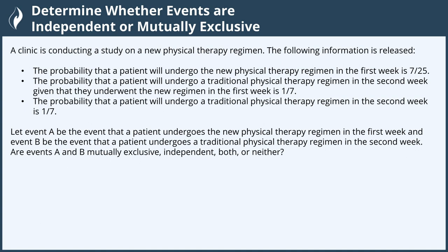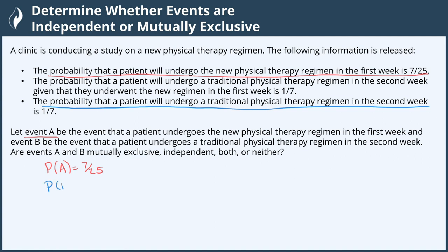There's a lot of words here, but we were given that event A is the event the patient undergoes the new physical therapy regime in the first week, which is what we were given in this first sentence. So let's break it down a little smaller so we can see P of A is 7/25. Makes it a little easier to see. The next one is let event B be the event that the patient undergoes a traditional physical therapy regime in the second week, which we were given with our third statement. So we know the probability of B was given to us as 1/7.